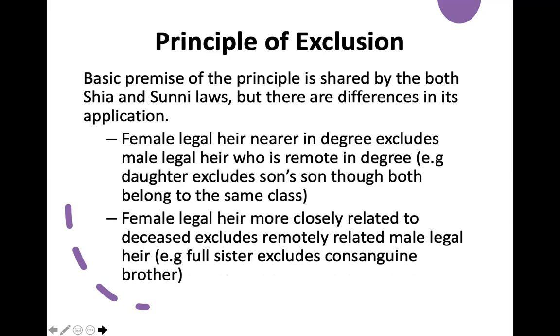Principle of exclusion. The basic premise of the principle is shared by both Sunni and Shia inheritance laws, but there are differences in their application. Female legal heir, nearer in degree, excludes male heir who is remote in degree. For instance, daughter excludes son's son, though both belong to the same class, because daughter is closer than son's son. Pota jo hota hai, beti jo hai woh pote se zyada kareebi hai. Female legal heirs more closely related to the deceased exclude remotely related male legal heirs. So full sister excludes consanguine brother. So irrespective of your gender, whether you're male or female, the closer will exclude the remote.